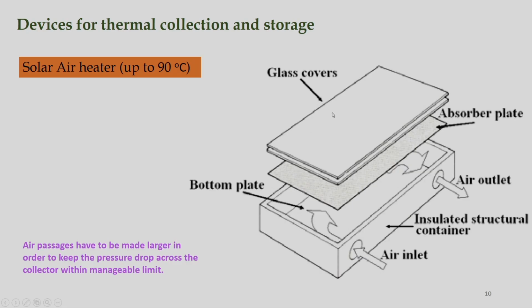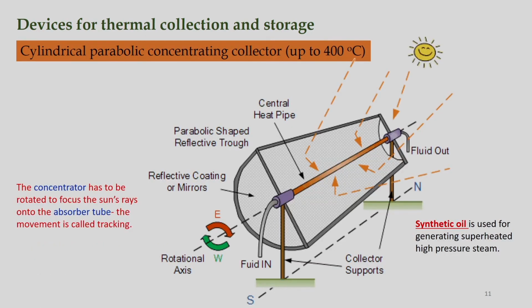The first layer is the glass cover, through which solar radiation penetrates, and then we have the absorber plate where solar radiation is absorbed. Then you can see the air inlet holes and the outlet holes, and the outlet is attached to the system where hot air is required. These air passages have to be made larger in order to keep the pressure drop across the collector within a manageable limit, which is very important because it is related to the power consumption of the system.